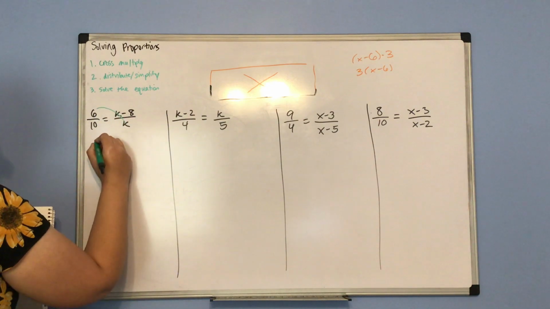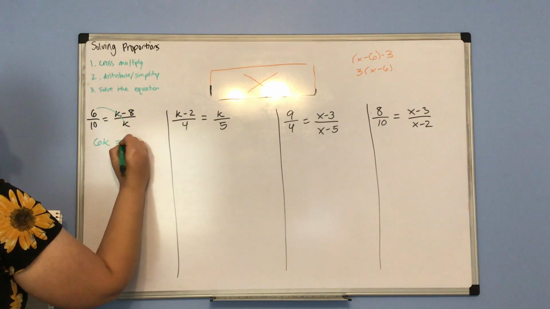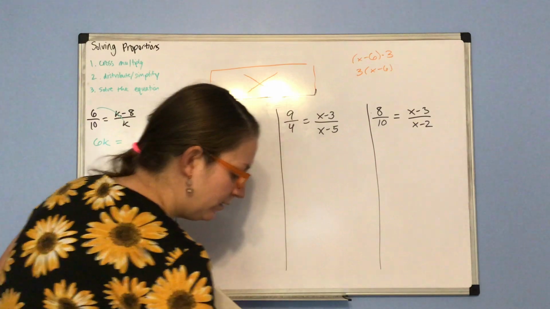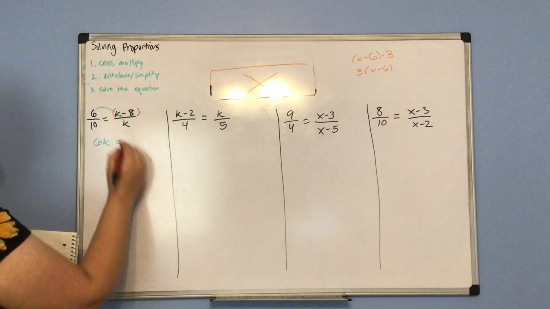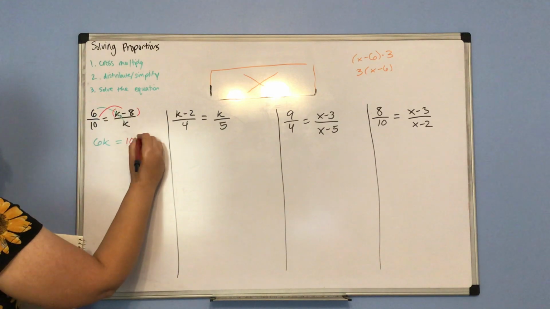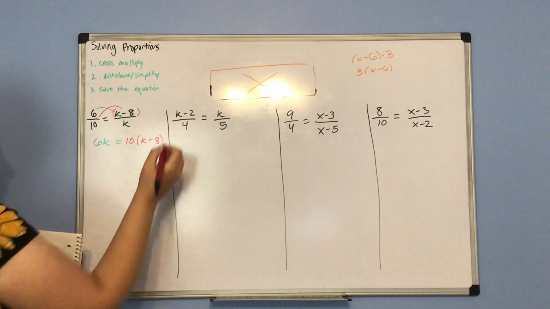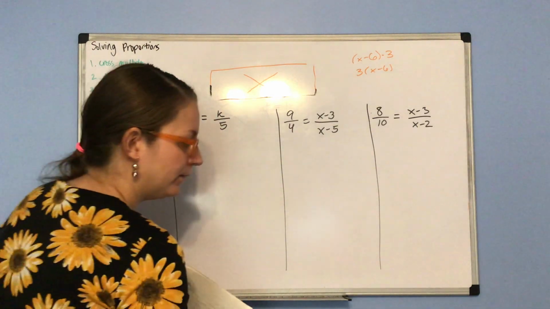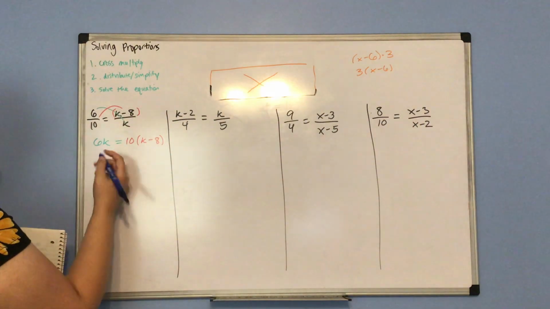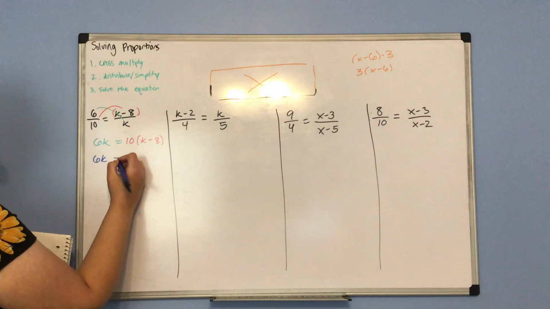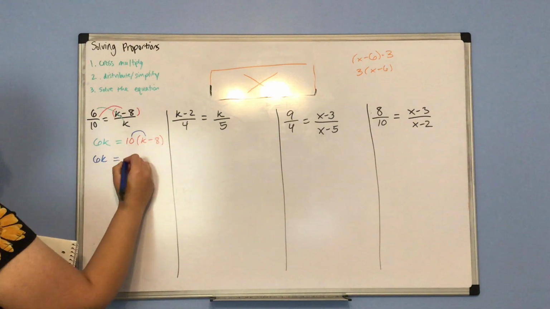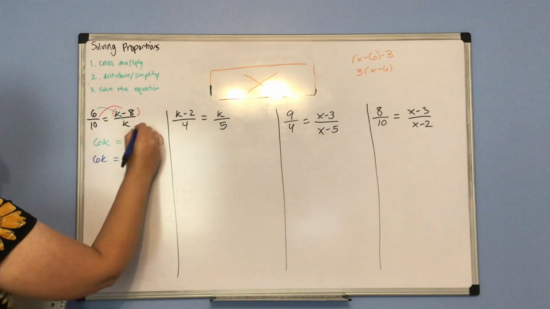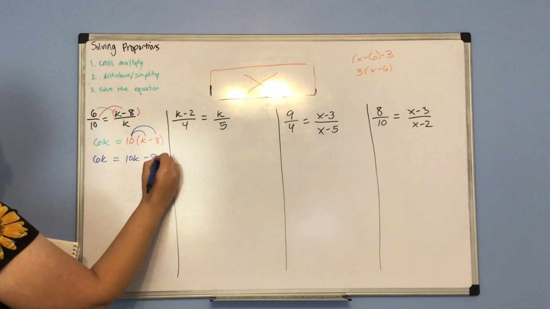Here I have 6 times k, which is just 6k. On the other side, once again, I have 2 terms, so I'm going to put that in parentheses so I remember to do that. 10 times that whole parentheses stuff, k minus 8. This side, 6 times k, 6k, that's already taken care of, nothing to really do there. When I distribute, I get 10k, and then 10 times negative 8 is negative 80.